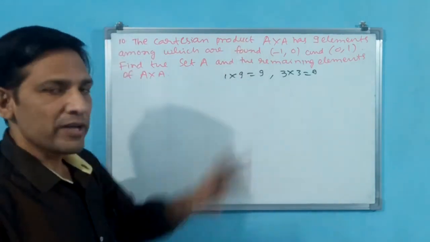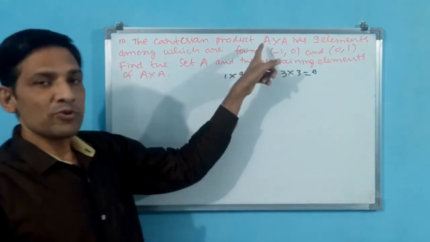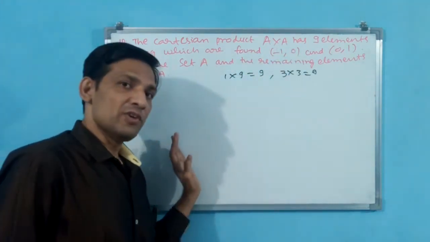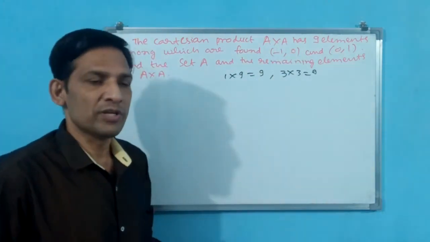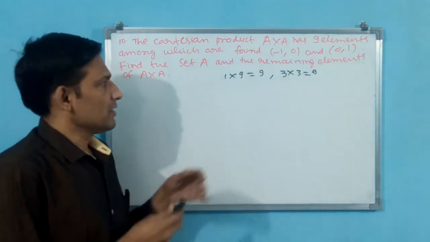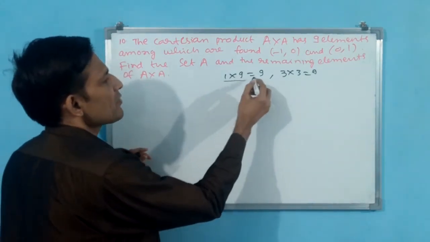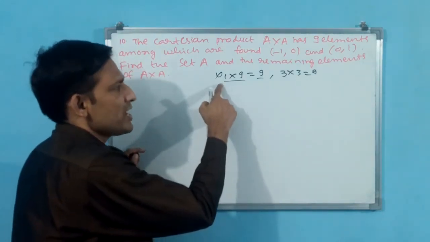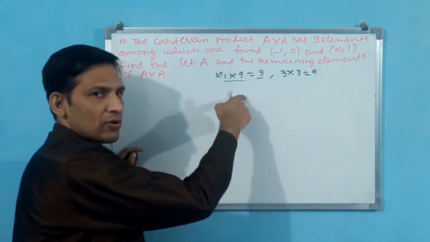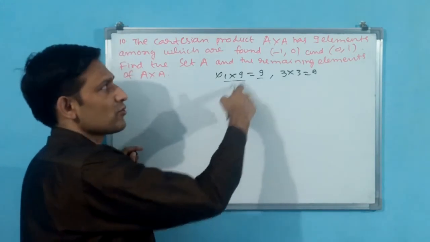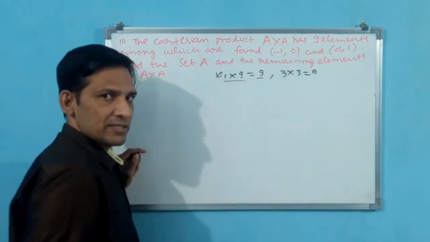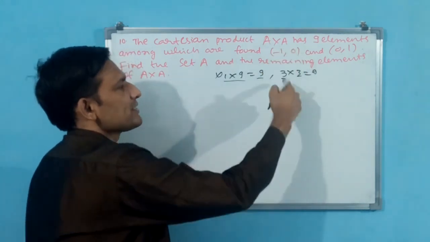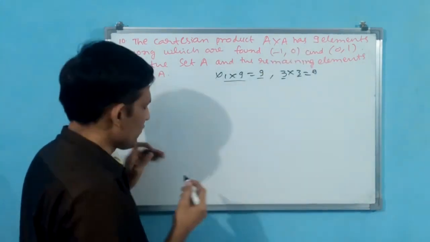But if you observe carefully, he is not doing A cross B. He is doing A cross A. That means with the same set he is doing. So 1 and 9 is not going to serve our purpose. Why? Because if A has 1 element, you have to do 1 into 1. If A has 9 elements, you have to do 9 into 9. If you take A with 3 elements, then it is going to match. 3 cross 3, 9 elements are going to come.